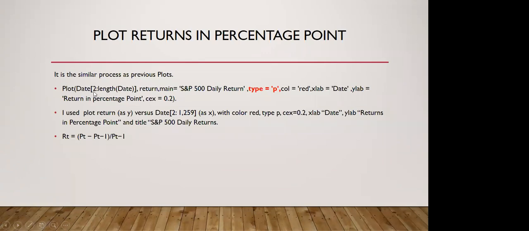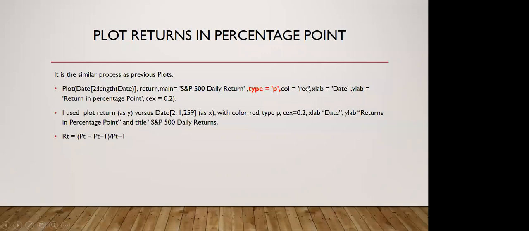So your dates start from 2 to the length of dates. We created a variable dates in the previous slide, and then we have our return, which is our vector, and then the main is the title, which is S&P 500 return. And then the type is P. As I mentioned before, you can have any kind of type that you want. Before we used type 1, and type stands for the line. We used type 1 in the previous one, but this one I chose to use type P. That's why I highlighted it in red, so that everyone will see that I changed the type this time.